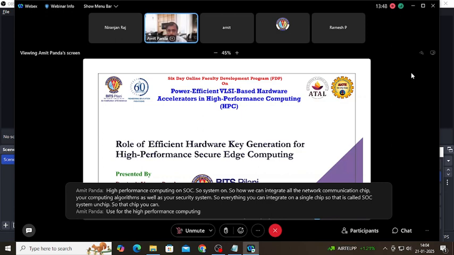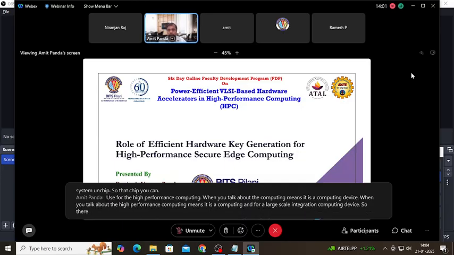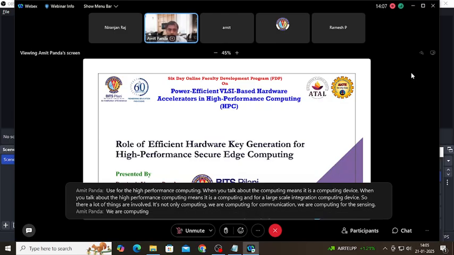When you talk about computing, it means a computing device. When you talk about high performance computing, it means computing for a large scale integration computing device. So a lot of things are involved. It's not only computing; we are computing for communication, we are computing for sensing, we are computing for security. So that entirely is high performance computing.